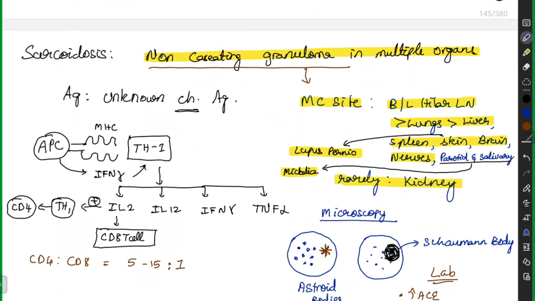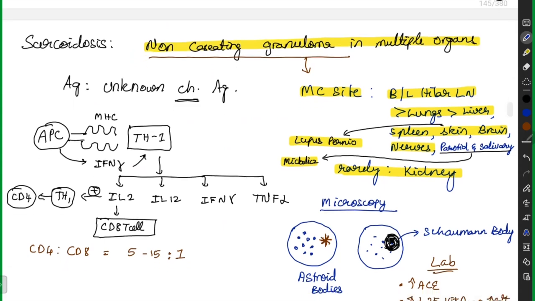So what happens is, there will be an antigen. This is going to be an unknown chronic antigen, which is going to be taken by antigen presenting cells to T helper cell 1. T helper cell 1 will be producing interleukin 2, interleukin 12, interferon gamma, and TNF alpha. Interleukin 2 is again going to increase CD8 count as well as CD4 T cells. If you compare, CD4 cells will be more in comparison to the CD8 cells.